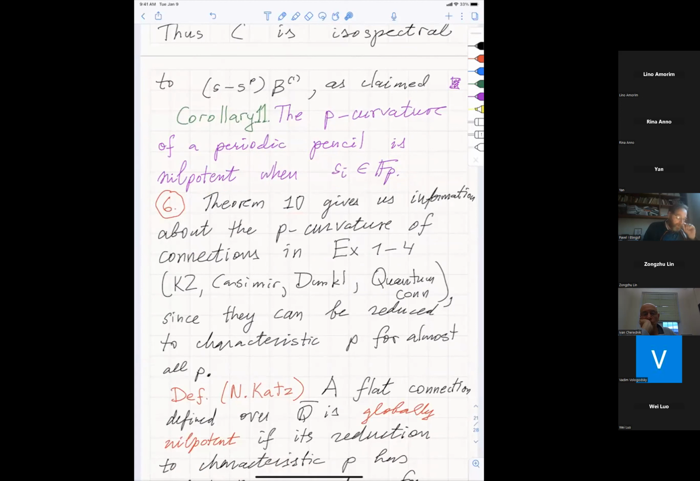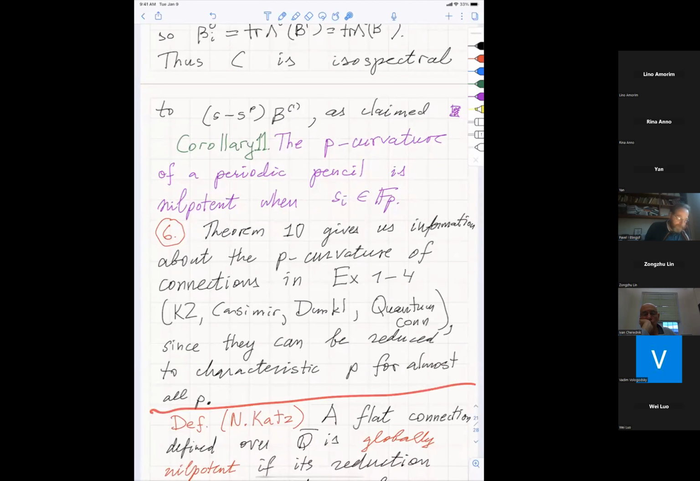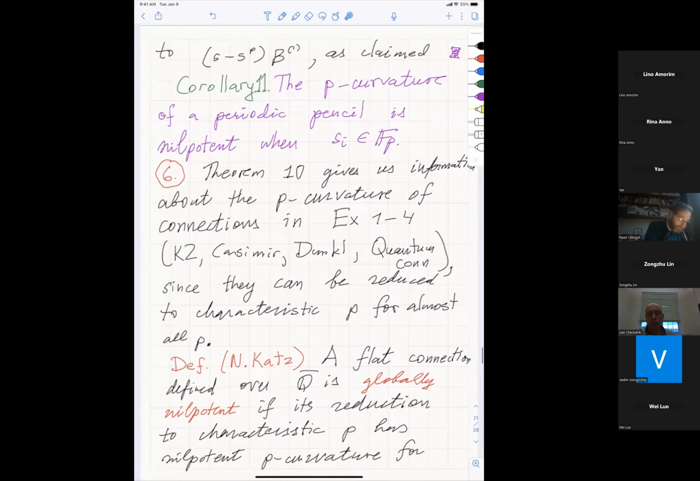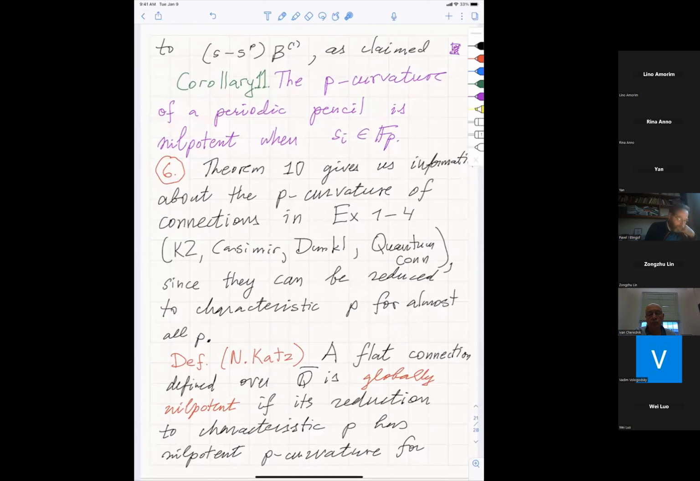This theorem gives information about p-curvature of connections in the examples I considered, because they can be reduced to characteristic P for almost all P. So that's what Vanya asked. We take these connections in characteristic 0 that we know are periodic, even though we cannot always write down effectively all the shift operators, and we reduce them to characteristic P, and there we can use this theorem to say something about their p-curvature.